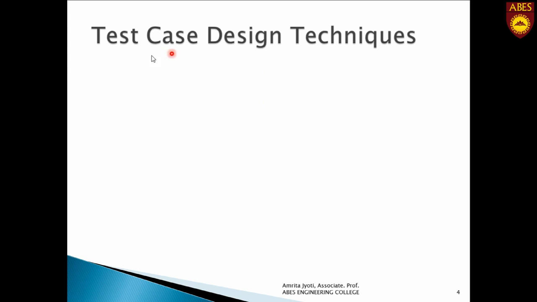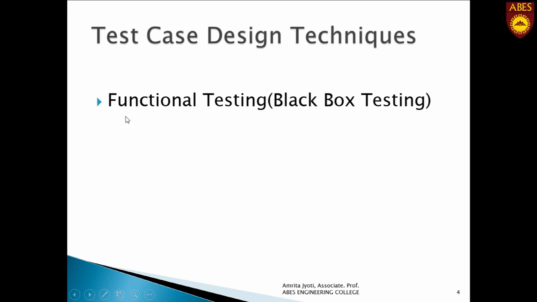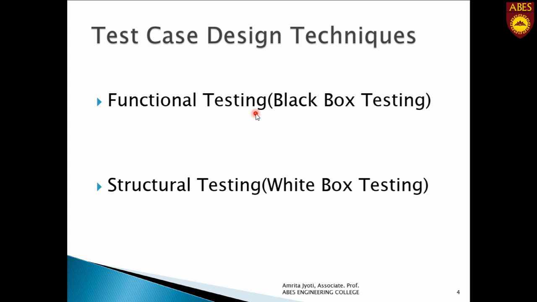There are different techniques of test case design. The first is functional testing. In functional testing, test cases are derived on the basis of the input and output of the programs. So there is no need for the internal structure of the program, so it is also known as black box testing. In other words, we can say that test cases are derived from the behavior of the software program, so it is also known as behavioral testing.